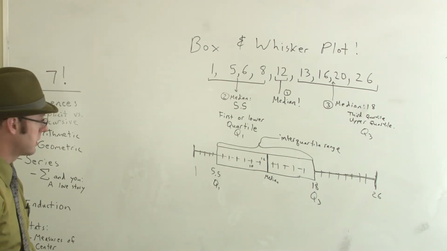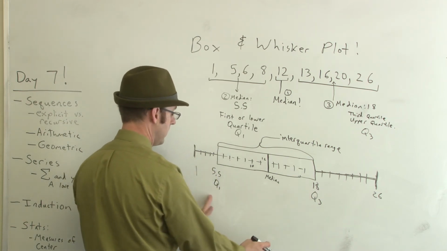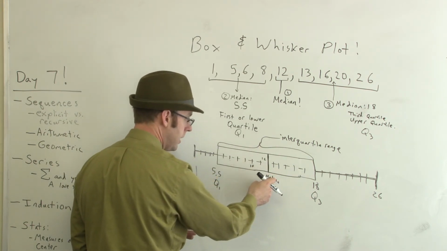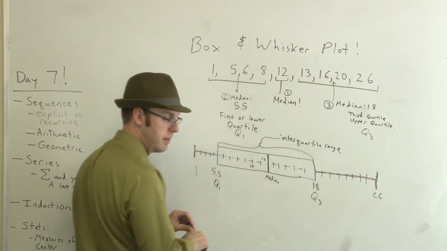So that's what a box and whisker plot is: I have my box going from Q1 to Q3, a line for my median, and then my whiskers go out to the lowest number and the highest number.